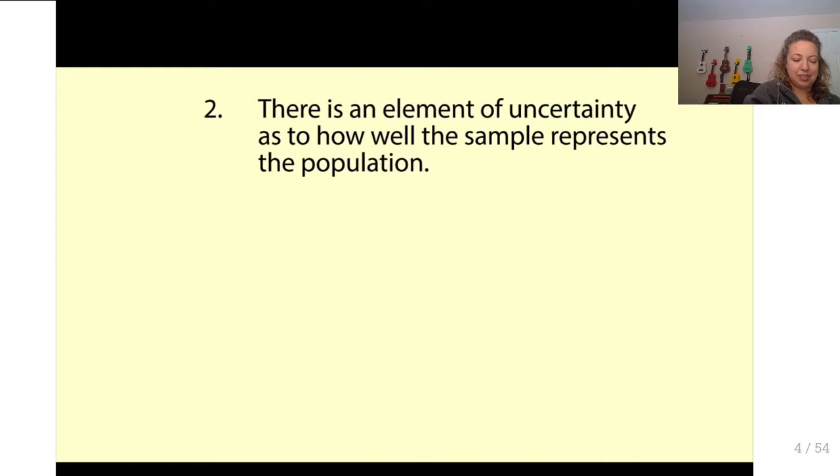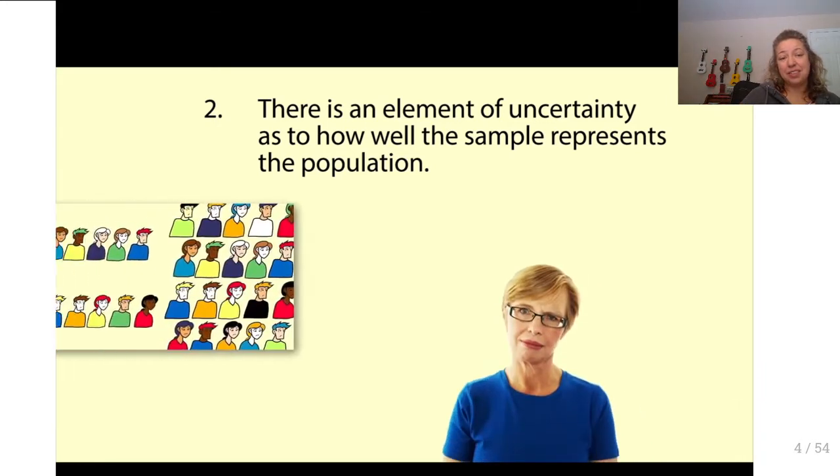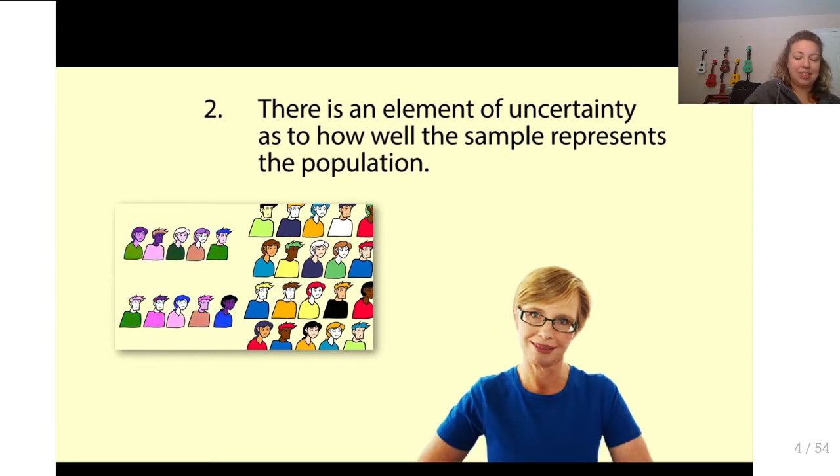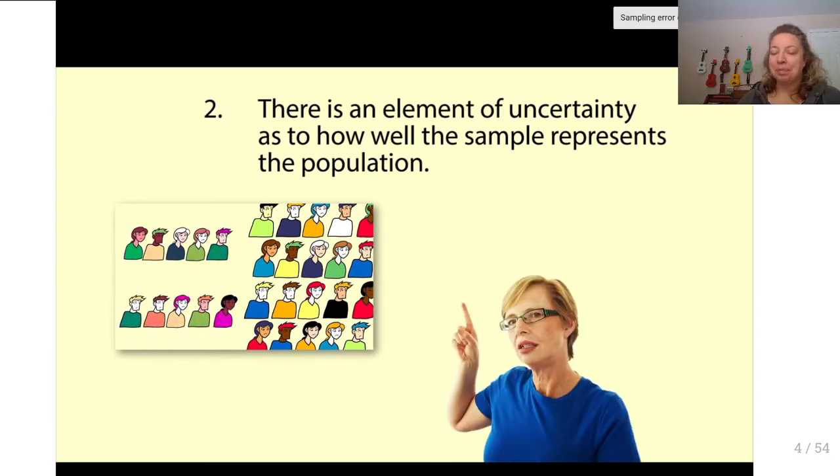Second, there is an element of uncertainty as to how well the sample represents the population. Very key idea. A sample will never be a perfect representation of the population from which it is drawn. This is the reason for sampling error. We have a video about sampling error.